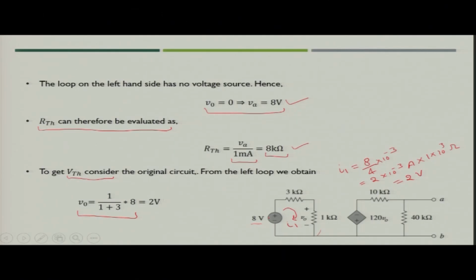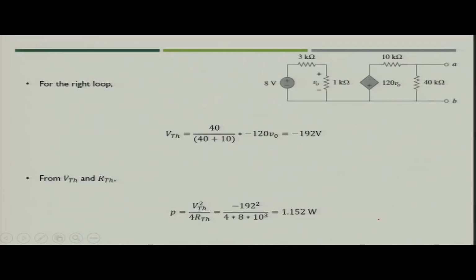So, you can use either technique, either the voltage divider technique, where you can simply find out the value of V naught, or you can write the loop equation and find out the value of V naught. So, now you got the value of V naught, which is the dependent variable for this dependent voltage source. Next, we have to find out the value of VTH. So, here if you find out the value of VTH, what you get?